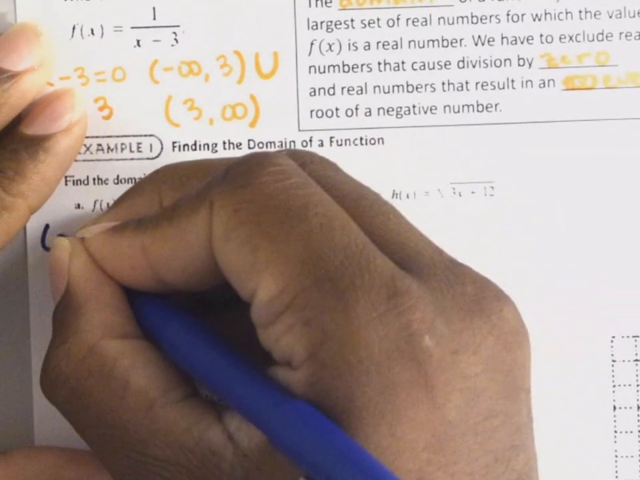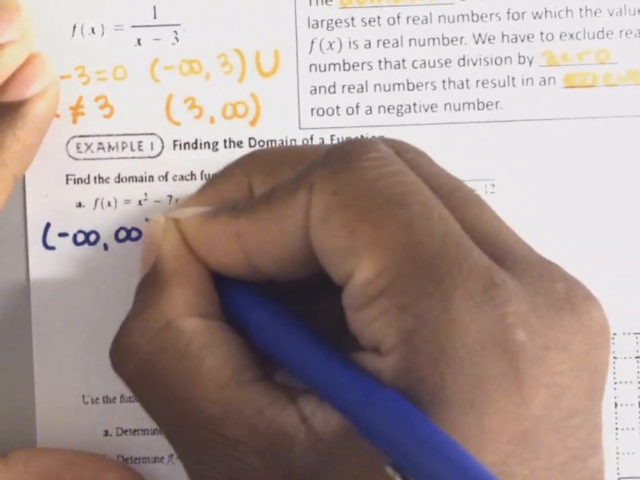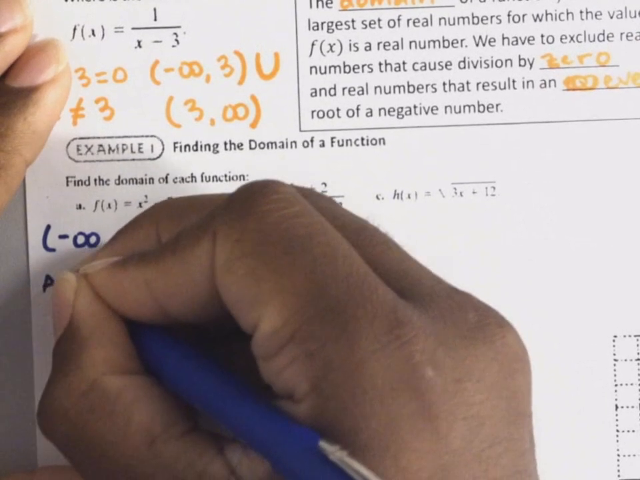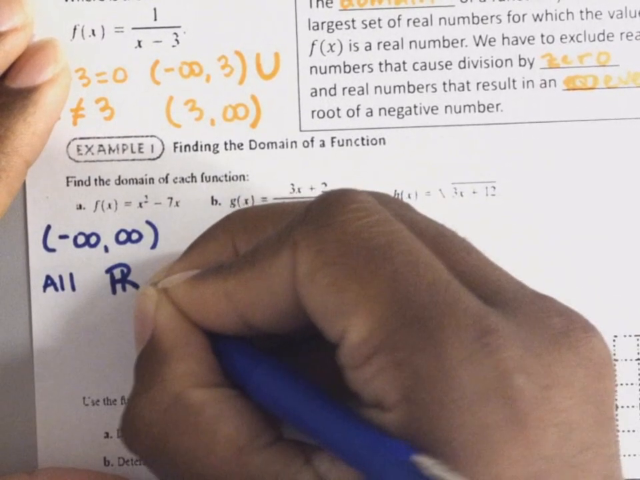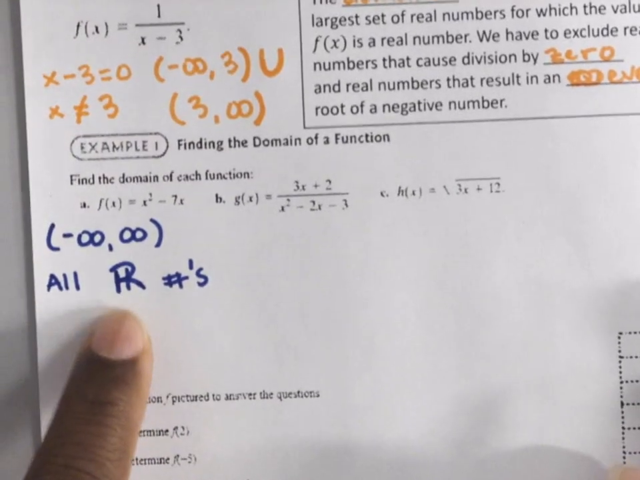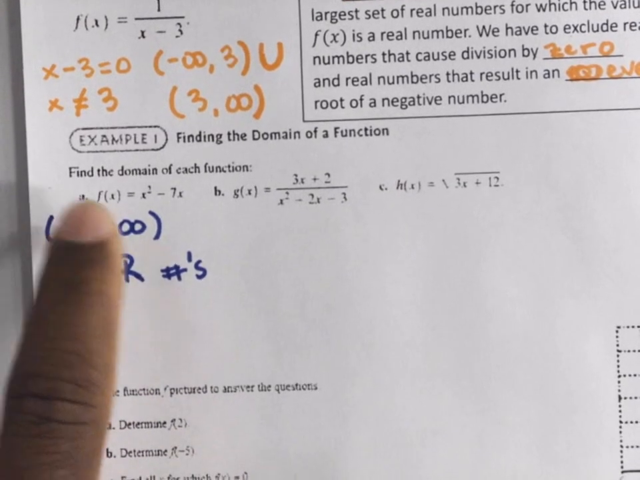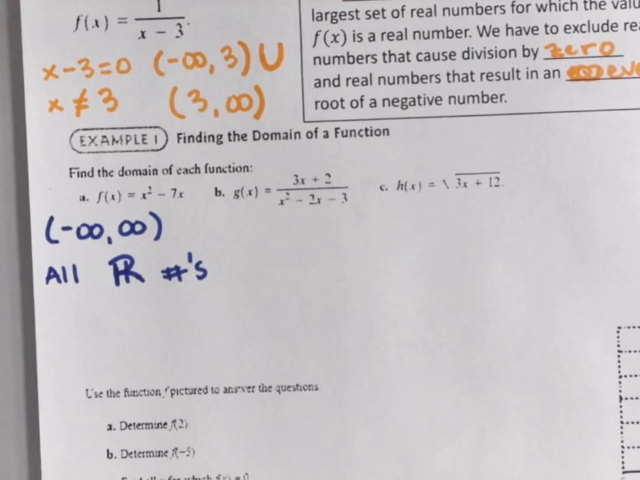Okay, so in this first one, it would be all real numbers. Interval notation would say from negative infinity to what? Positive infinity. If we were talking, we would just say all real numbers. And this is like the double R, maybe you've seen it before. You can say all real numbers. Interval notation, negative infinity to positive infinity. Because there is no fraction, there is no radical.